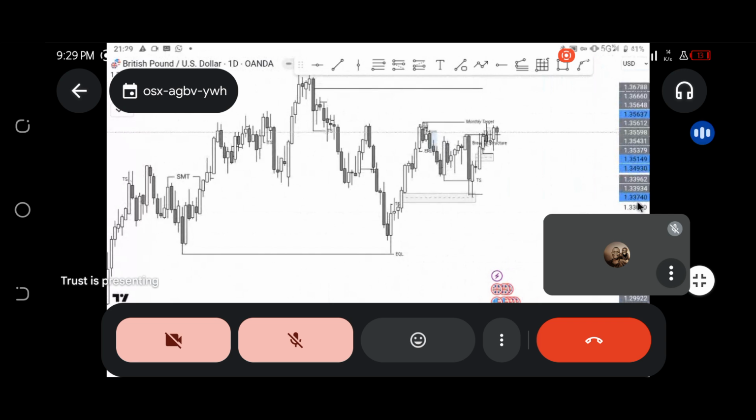Now, how do you mark a premium and discount? Firstly, you need to understand the idea of a range. Are you with me? Just say yes. Yeah, I'm with you.